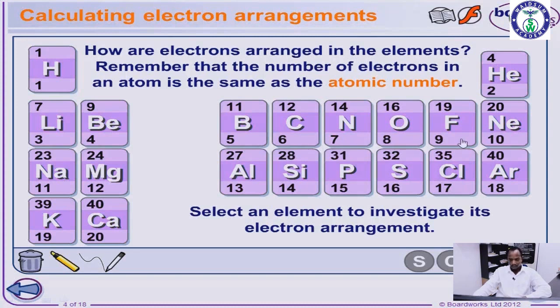7, oxygen is 8, fluorine is 9, neon is 10, sodium is 11, magnesium is 12, aluminium is 13, silicon is 14, phosphorus is 15, sulfur is 16, chlorine is 17, argon is 18, potassium is 19, and calcium is 20.